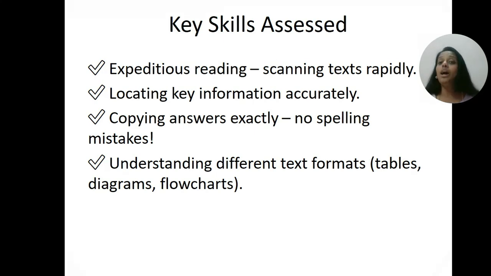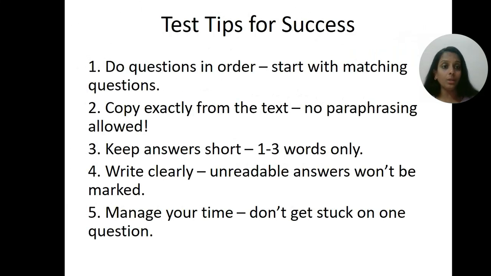Now let's see how to prepare for OET Reading Part A effectively. In order to succeed in Part A, first you must develop expeditious reading skills. Remember, reading quickly while extracting key information. So here's how you can sharpen these skills. First one, try to master the art of skimming. In Part A, you don't have time to read every single word. Instead, train yourself to skim through text to grasp the main idea quickly.